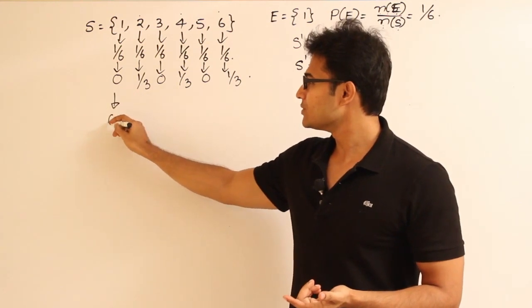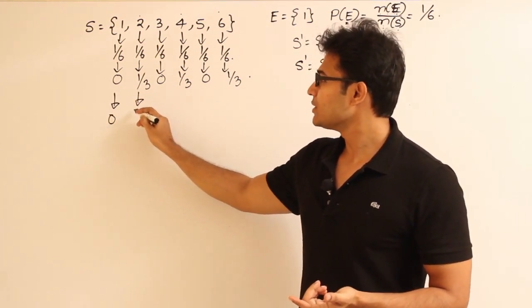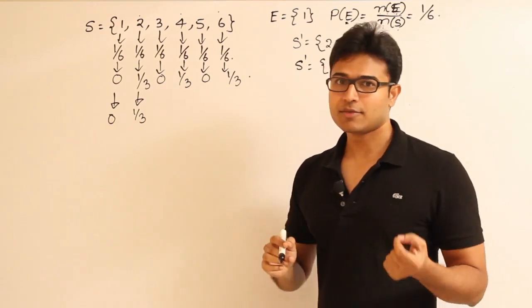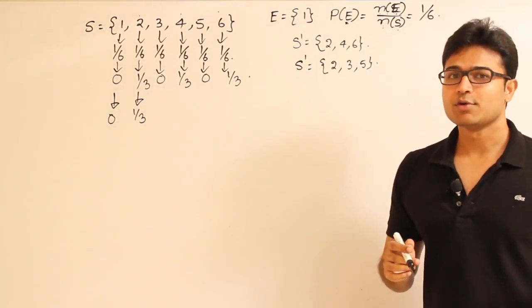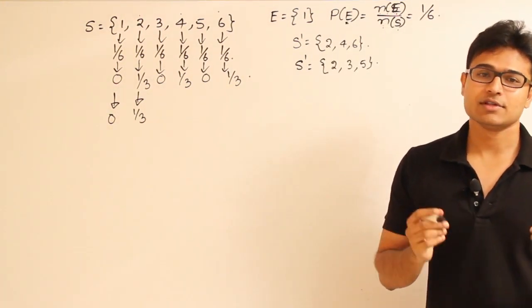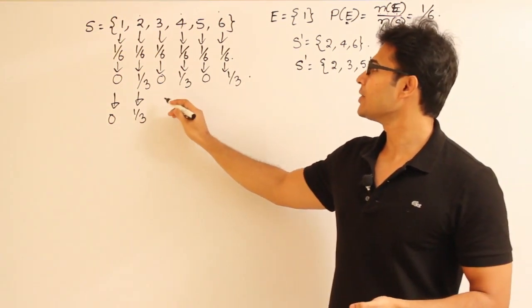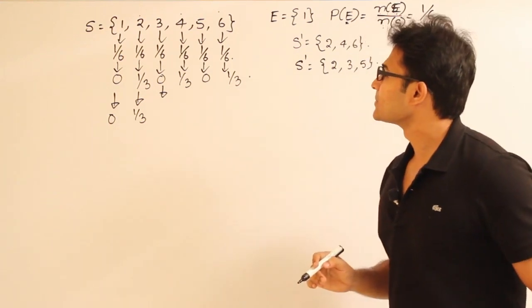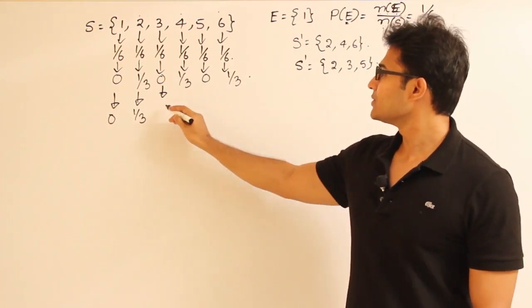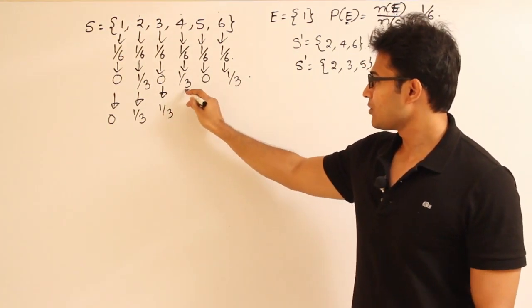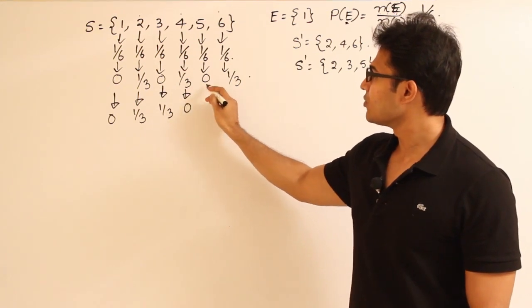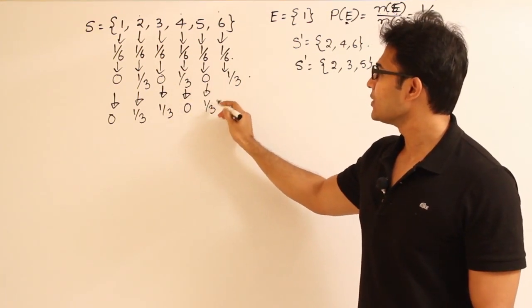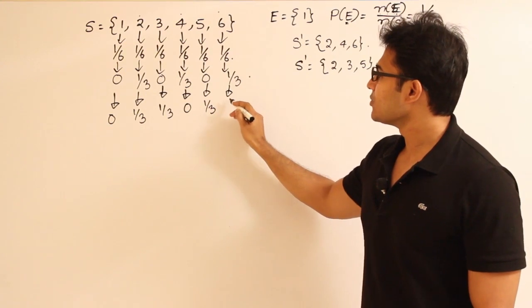For 1 it is 0 and for 2 it is 1 by 3. Why 1 by 3? Because the number of events is going to be 1 and the total number of events in the new sample space is 3. That is why 1 by 3. And what about this one? 3 is also 1 by 3. And what about this 4? It is 0. What about this 5? 1 by 3. And what about this 6? It is 0.